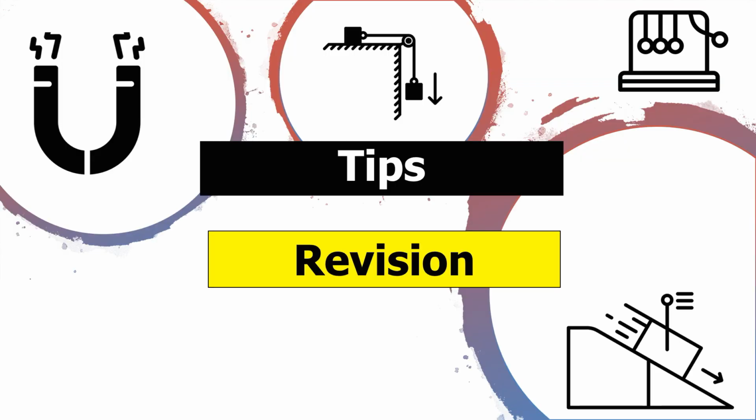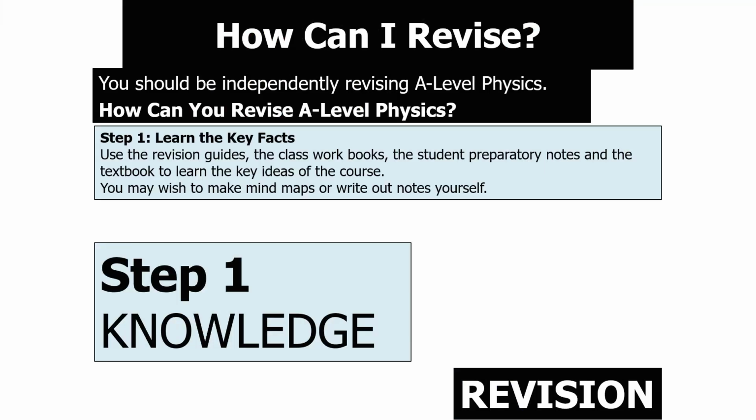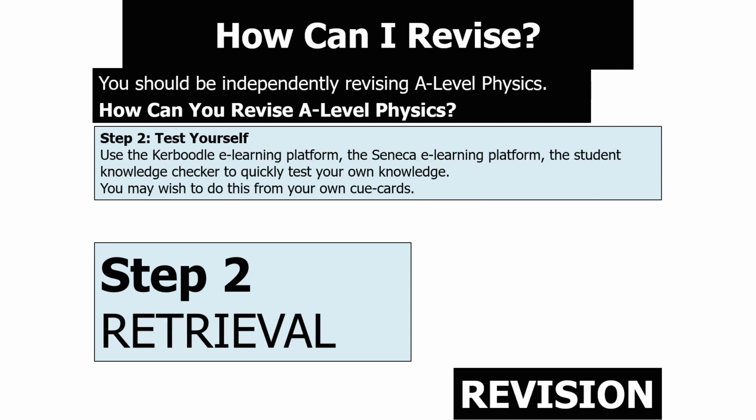Now, how should you be revising for your A-Level Physics examination? Well, the first thing you should be doing is learning the key facts. So use things like revision guides, class workbooks, prep notes, and textbooks to learn the key ideas of the course. So you may wish to make mind maps or write out notes yourself. The second step is to retrieve your knowledge and understanding. So use things like Caboodle, Seneca, knowledge checkers to quickly test your own knowledge, and you may wish to do this from your own cue cards.